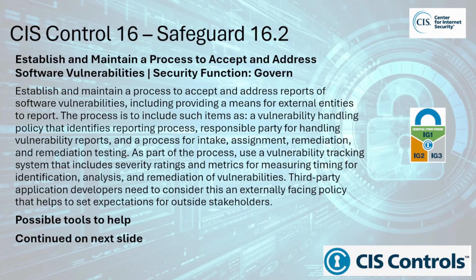The safeguard requires organizations to establish and maintain a formal vulnerability disclosure and handling process for internally developed or managed software. It ensures there is a consistent way to receive, assess, and remediate software vulnerabilities, especially those discovered by external entities like researchers or customers. The process should include the following: a public-facing method for submitting vulnerability reports, for example, email or a web form, a defined vulnerability management policy, including roles and responsibilities, a structured workflow for intake, triage, assignment, remediation and testing, a vulnerability tracking system to monitor progress, severity levels and response timelines, and periodic review and updating of documentation.